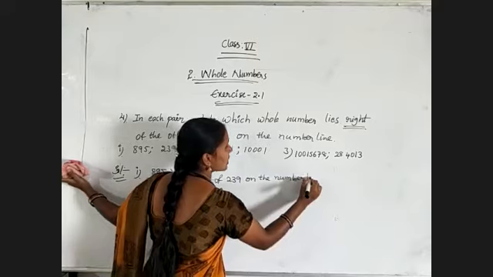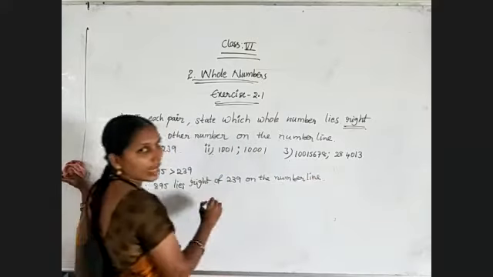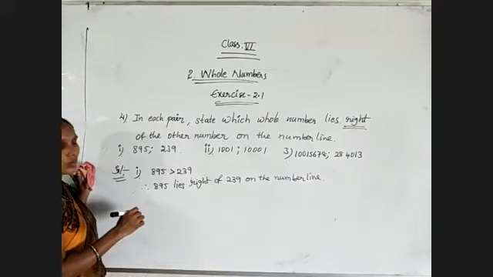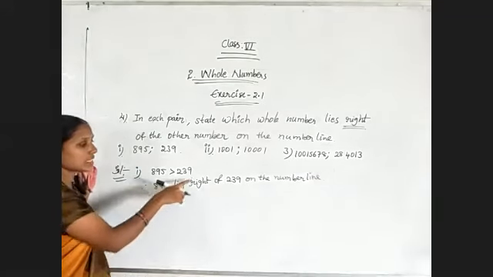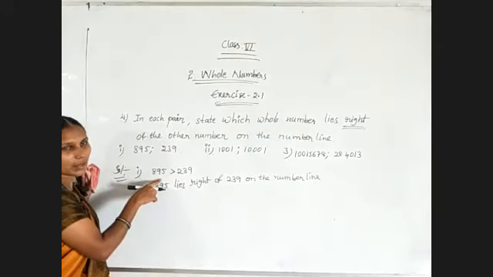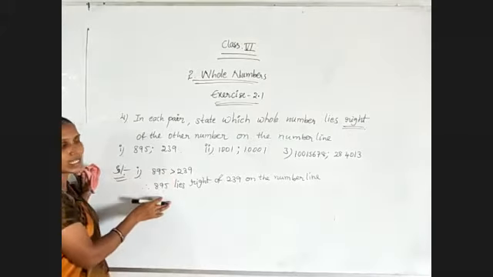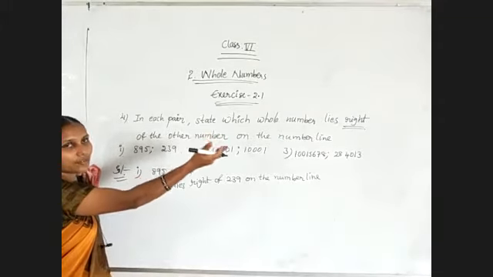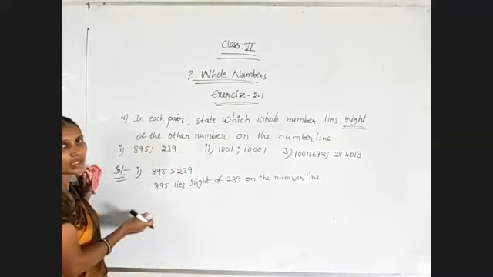This type of question we have also performed. I have given homework, some questions for exercise purposes also. So 895 lies right of 239 on the number line, because whichever is greater, that one lies on the right side. If they give the question as left, then we need to choose the lesser value first.